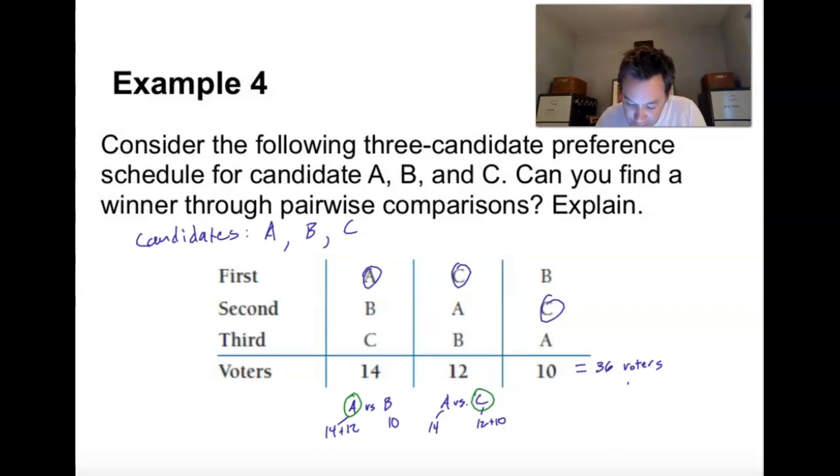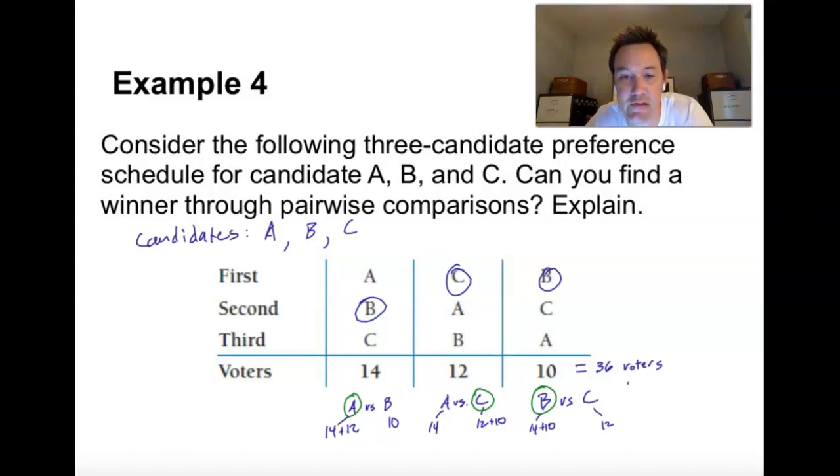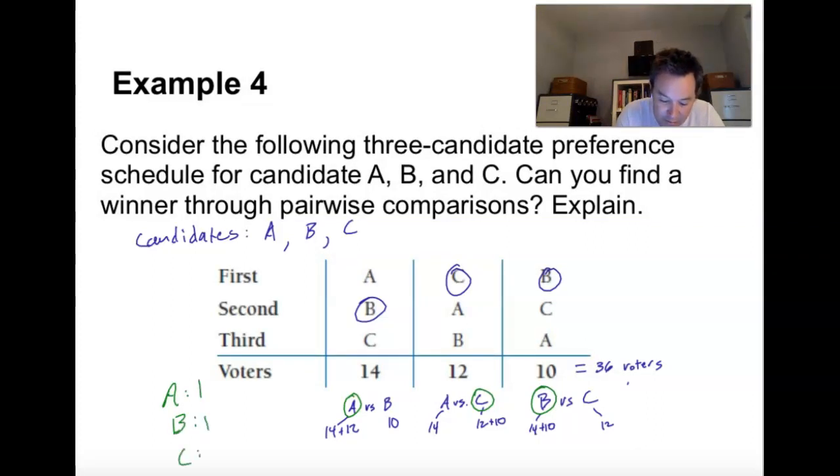And then the last pairwise comparison is B versus C. First column, B wins, gets those 14 votes. Second column, C wins, gets those 12 votes. Third column, B wins, gets these 10 votes. So B won that head-to-head, and that's all the possible head-to-head combinations. So if we look at this, who won the most head-to-head combinations? Well, A won 1, B won 1, and C won 1.